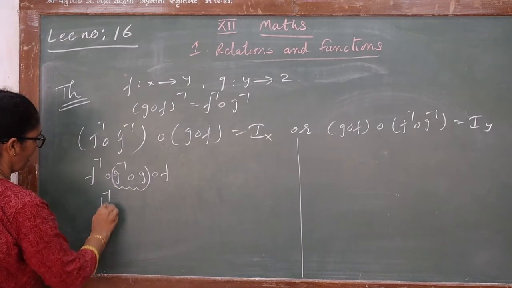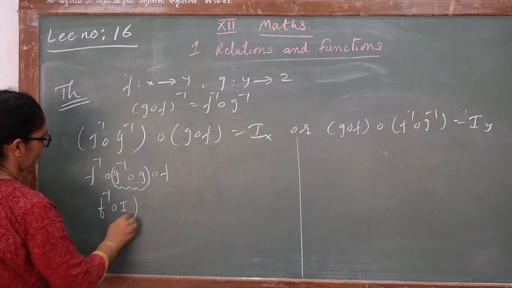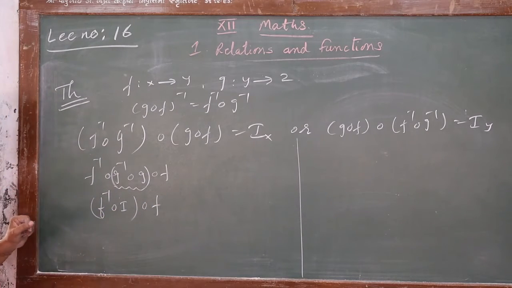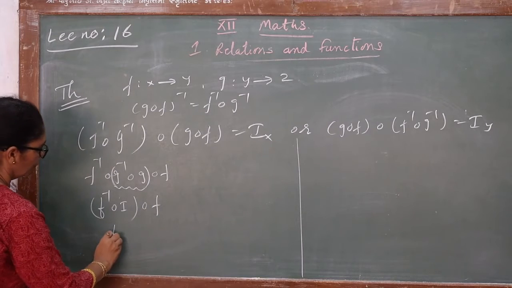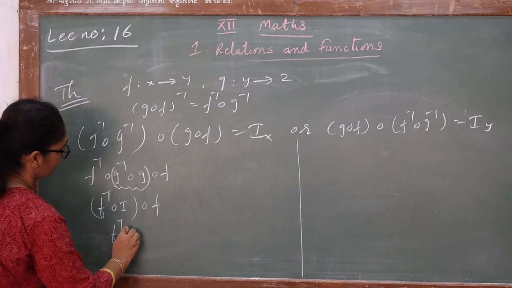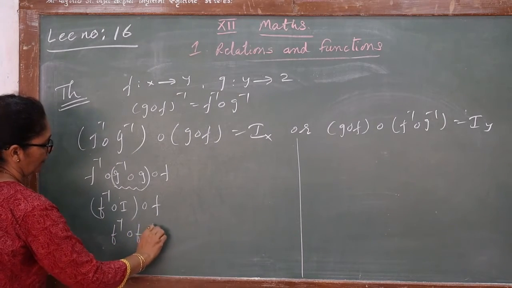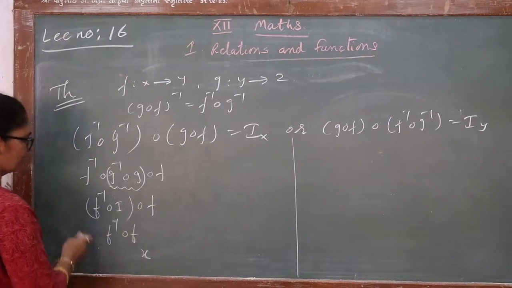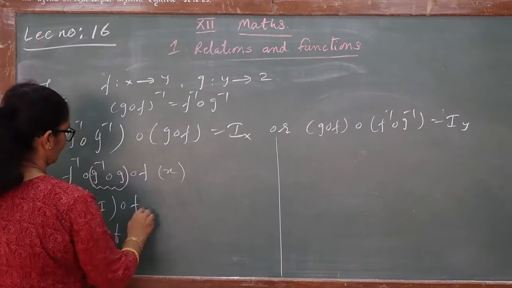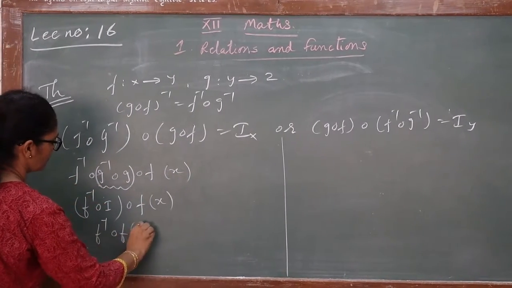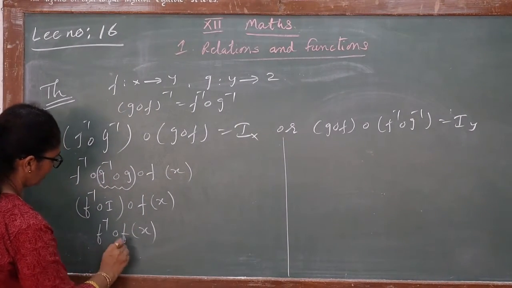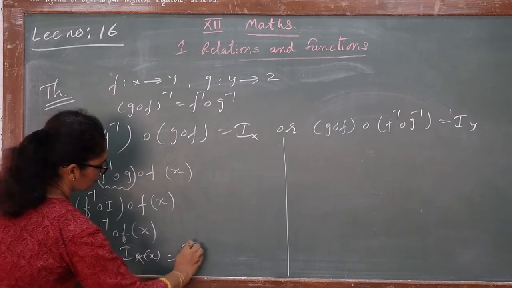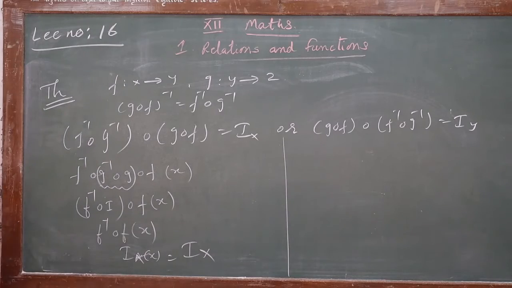So we can take f inverse over identity over f. What is the meaning of it? If you combine any function with identity, you get the same function. So f inverse over f of x is x only. Or even if you do not take x, we get the same result, but we are generally using x with it. So f over, this is your identity of x, so you can say it is the identity function.